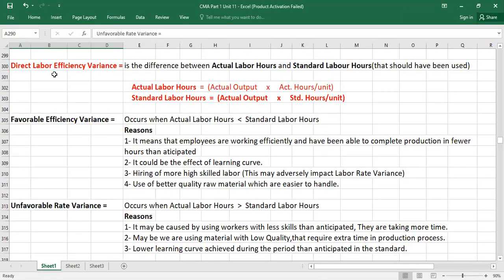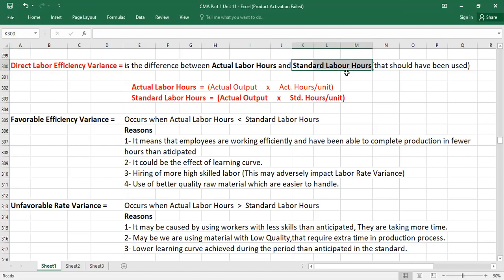Now we are going to look at the second part of the labor cost variance, which is called direct labor efficiency variance. It is also called usage variance or the quantity variance. Actually, it is the difference between actual labor hours and standard labor hours. And you know, the standard labor hours are those hours that should have been used for the actual level of the production.